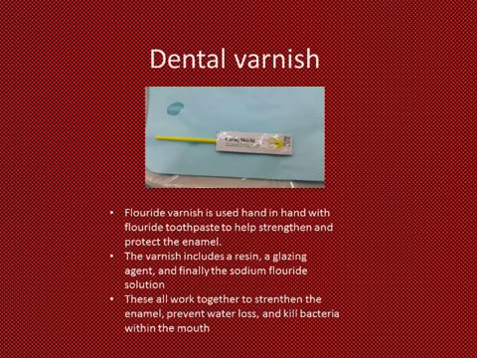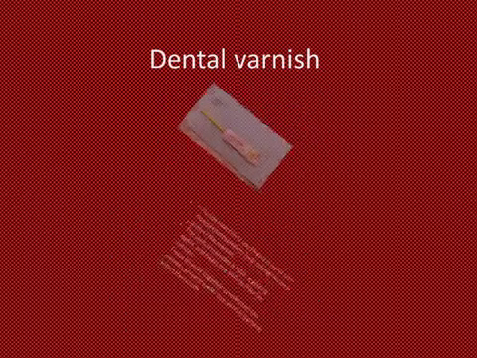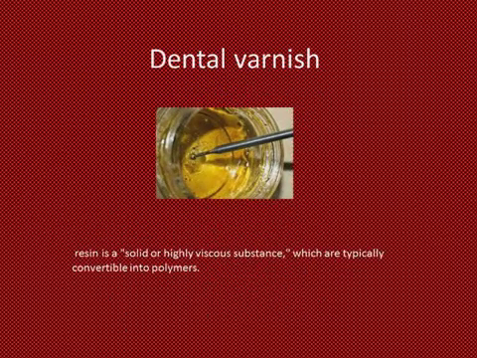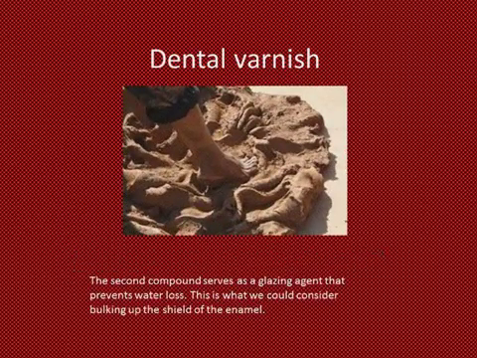Dental varnish. Fluoride varnish is used hand in hand with regular old toothpaste to help strengthen and protect the enamel. It includes a resin, a glazing agent, and finally the sodium fluoride solution that gives it its name. Let's move on. The first step is the resin. The resin is hydrophilic and attaches to the saliva in your mouth, spreading the solution around equally. The second compound is a glazing agent that prevents water loss. Think of it as a layer of clay in front of your tooth that helps water to stay in.